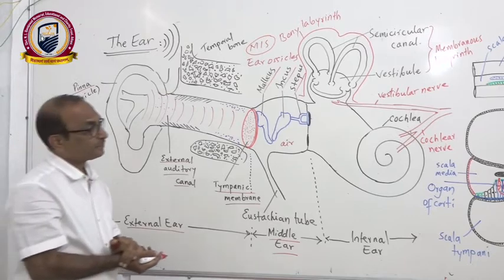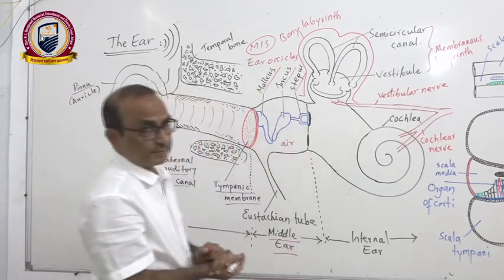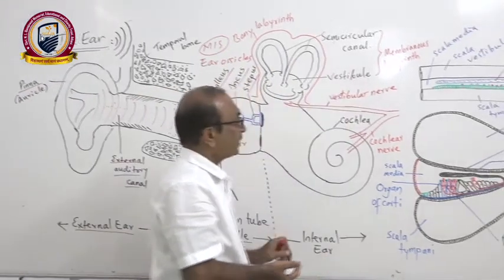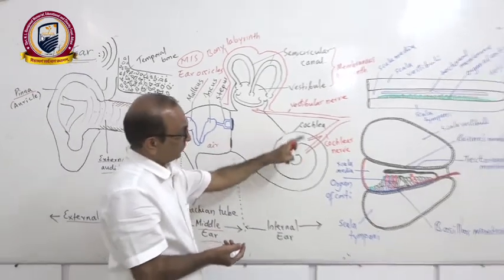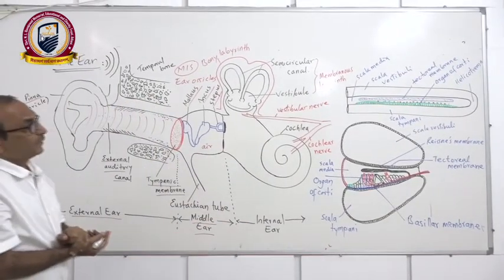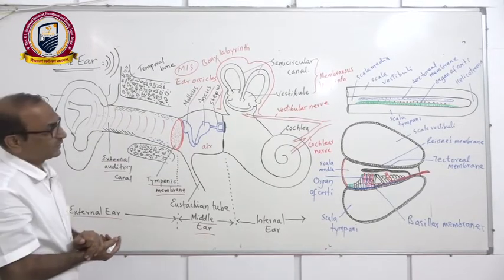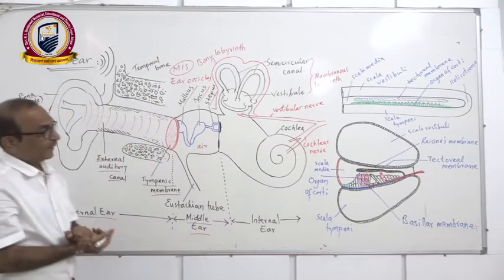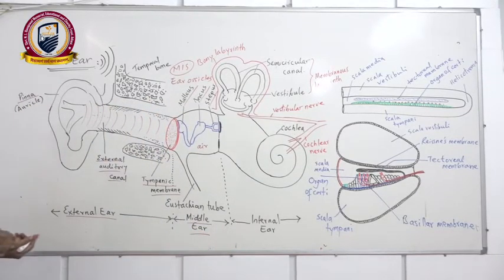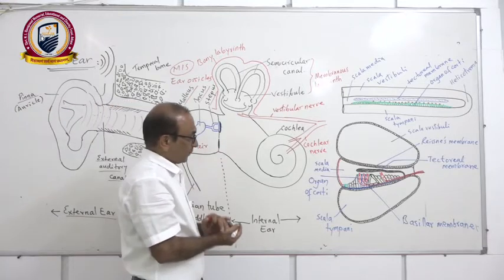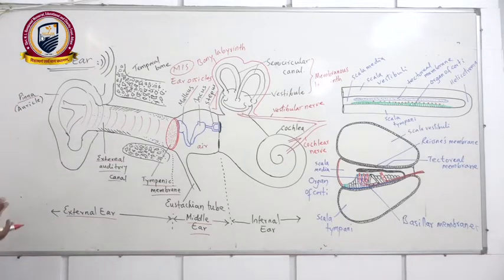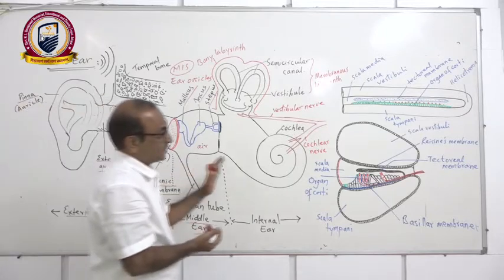Internal ear contains two things. One is the membranous labyrinth, or vestibular organ as it is also called, and another is the cochlea, a coiled tube. Now the cochlea actually is the main part where the sound waves bring about the sense.